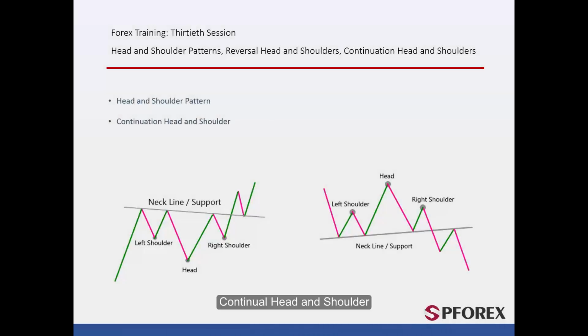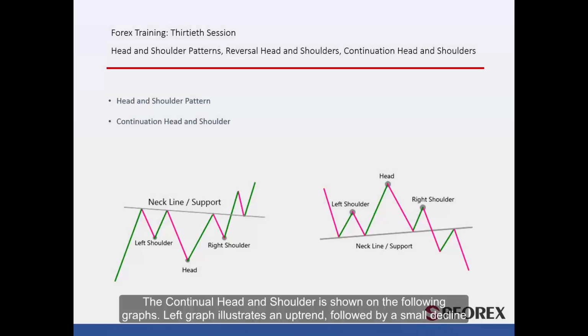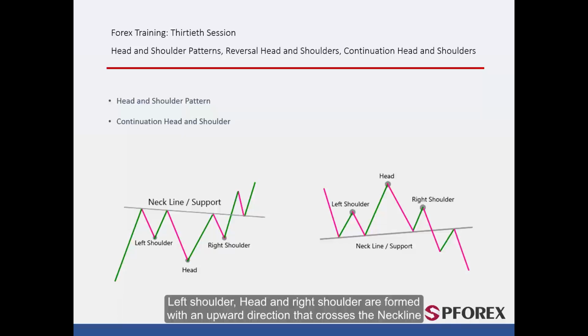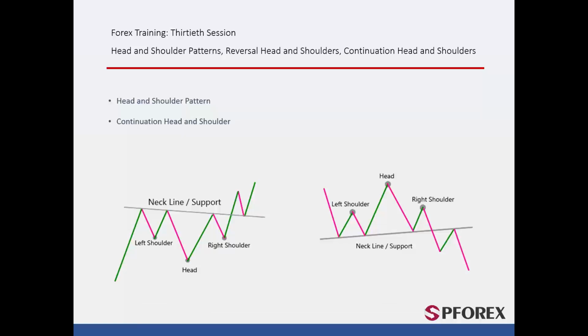Continual head and shoulder. The continual head and shoulder is shown on the following graphs. The left graph illustrates an uptrend followed by a small decline. Left shoulder, head, and right shoulder are formed with an upward direction that crosses the neckline. As is clear, the uptrend follows after the head and shoulder is formed. Thus, this pattern is classified as continual.